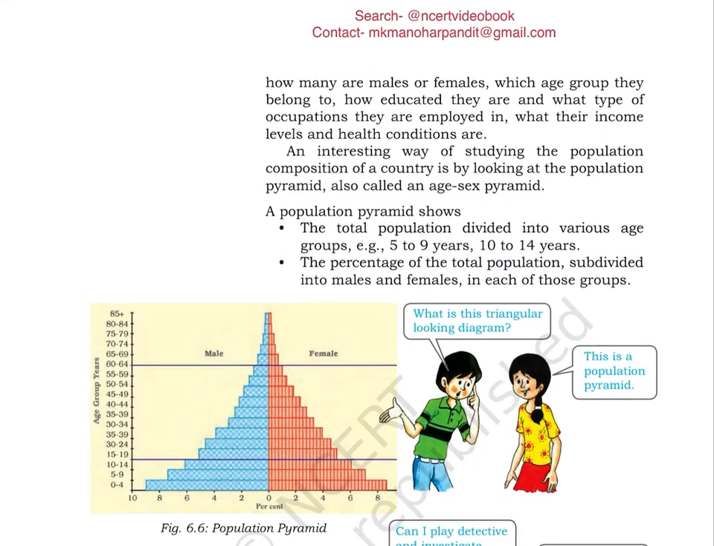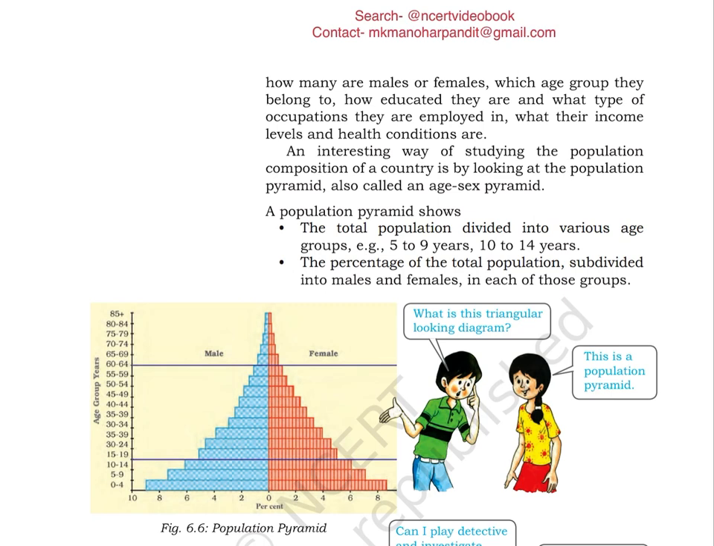Page number 68. An interesting way of studying the population composition of a country is by looking at the population pyramid, also called an age-sex pyramid. A population pyramid depicts the total population divided into various age groups, for example, 5 to 9 years, 10 to 14 years. The percentage of the population is subdivided into males and females in each of these groups.